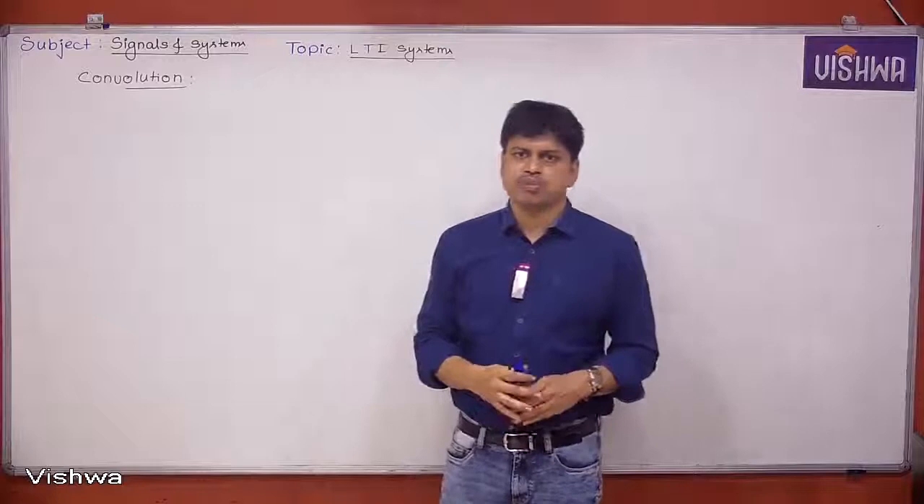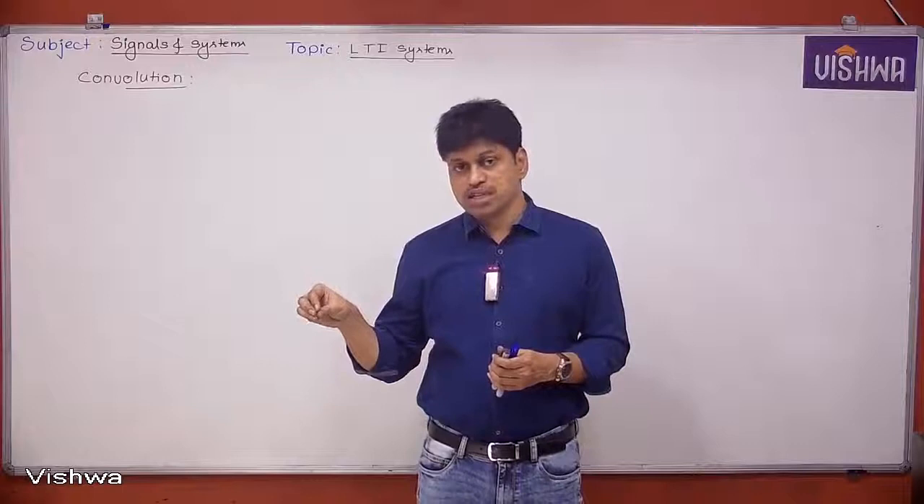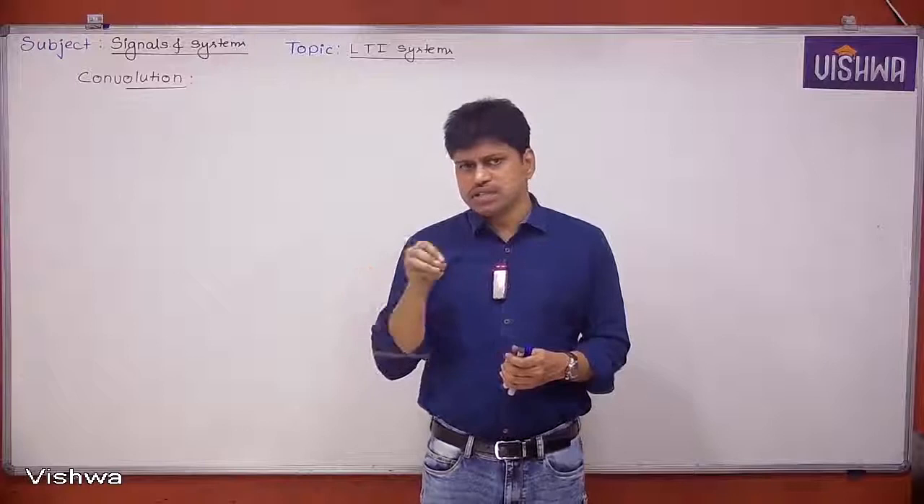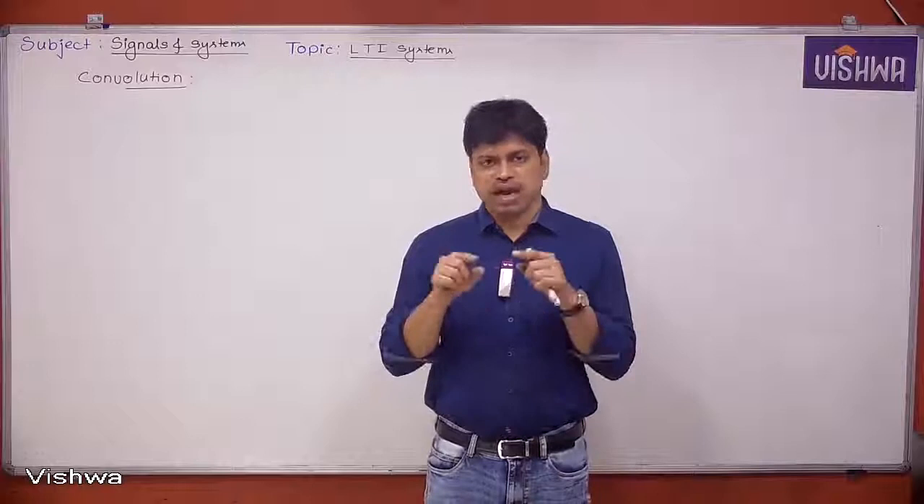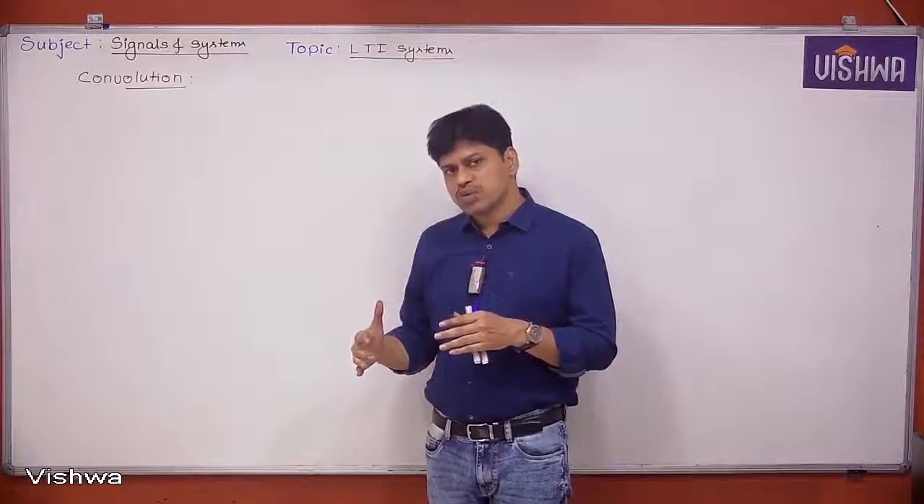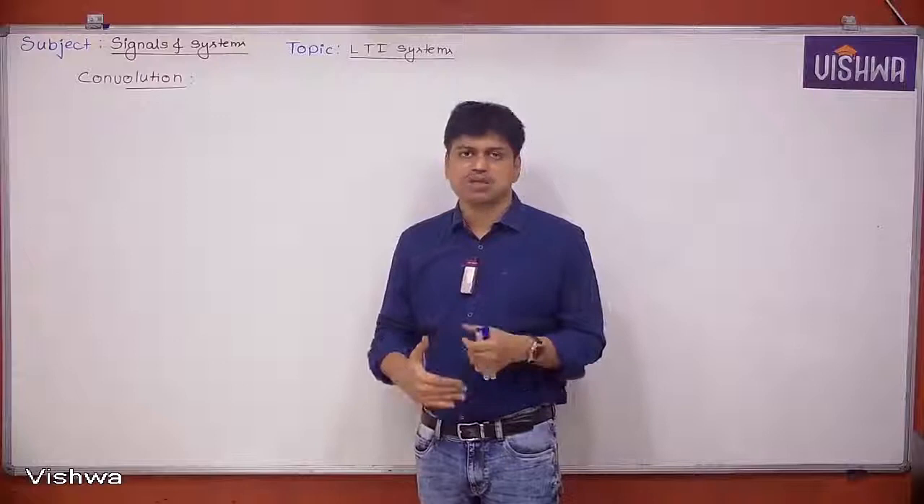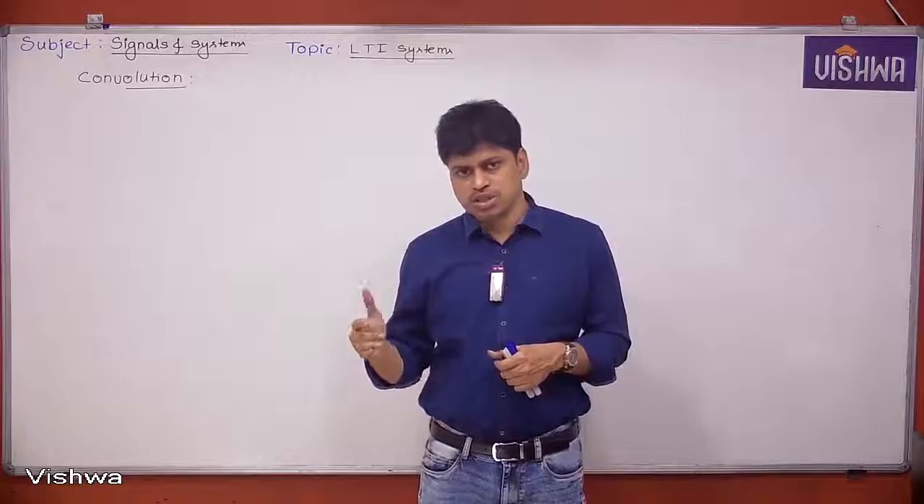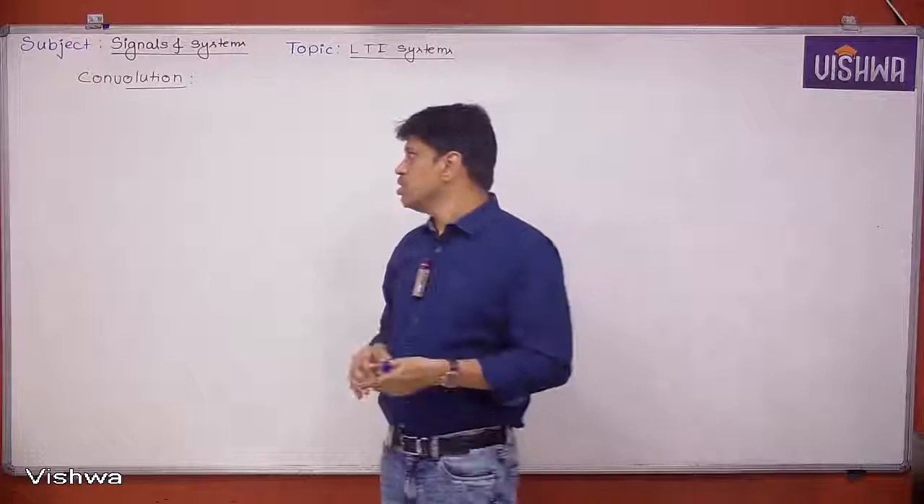Especially for an LTI system, if they have given the input and said this is h of t, that means the impulse response is given, so they have defined the system and given the input, and we have to find the output. There convolution comes into the picture. The operation we have to do with x of t and h of t to get the output is the convolution. That means the convolution of input x of t and impulse response is the output. That's as simple as that. So convolution is applicable for LTI systems.